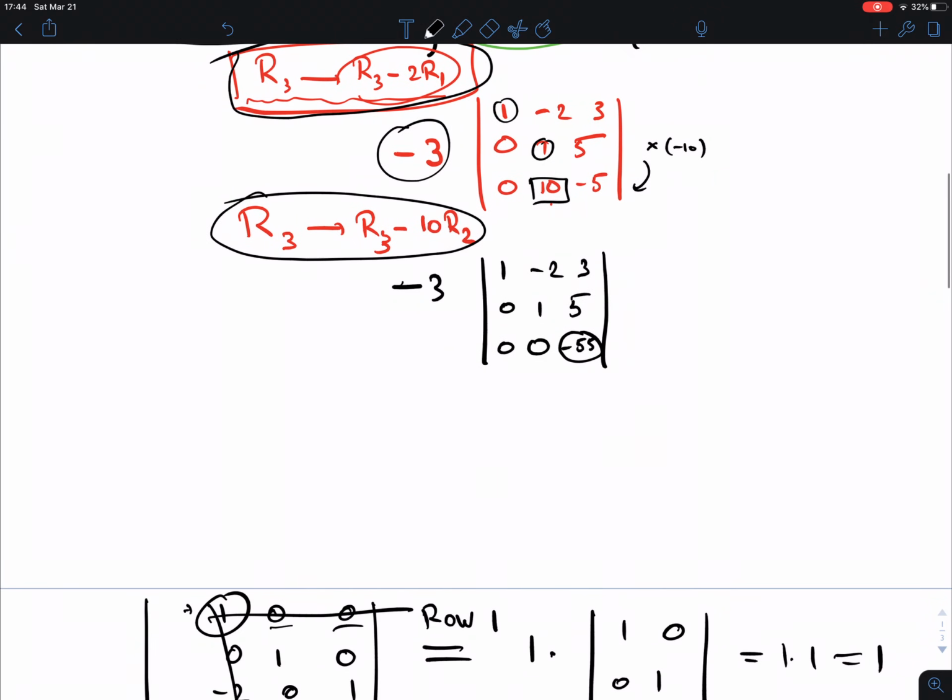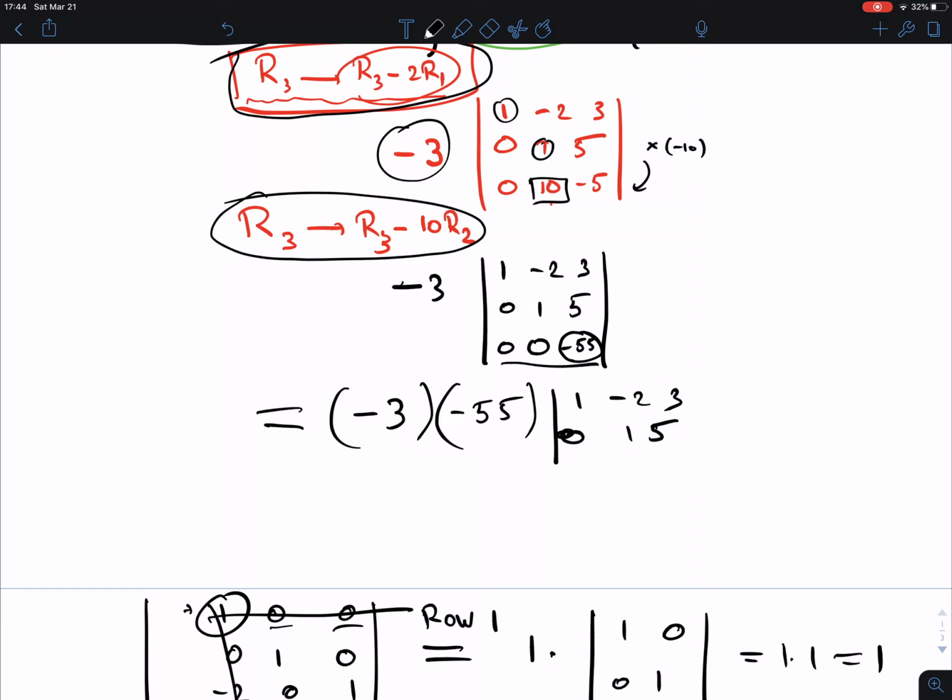So the same thing here, we're going to factor out. We have the -3. Now I'm factoring out this guy, -55. And what I'm left with then is 1, -2, 3, 0, 1, 5, and in this row I divided everything by -55, but there's only one thing left.